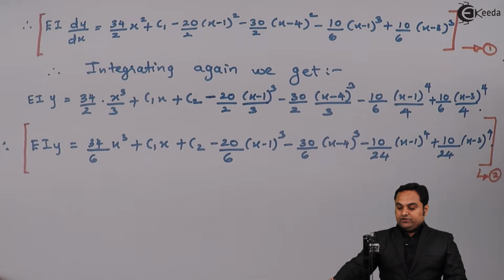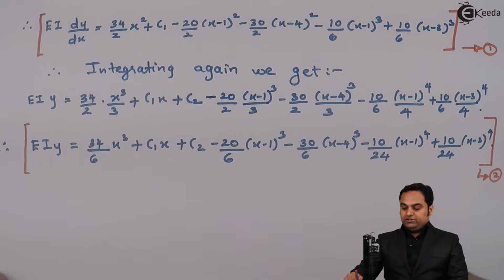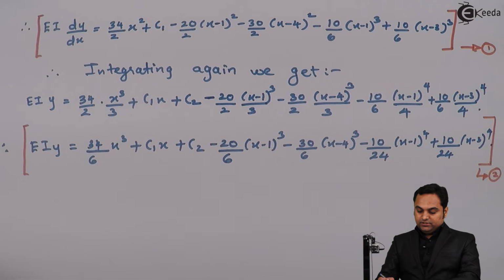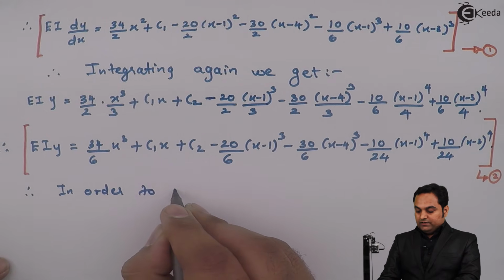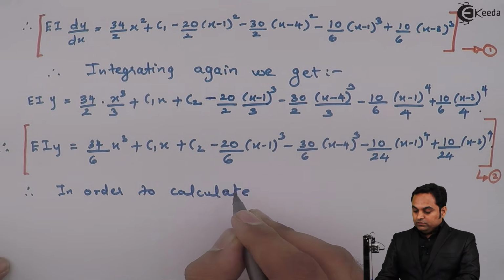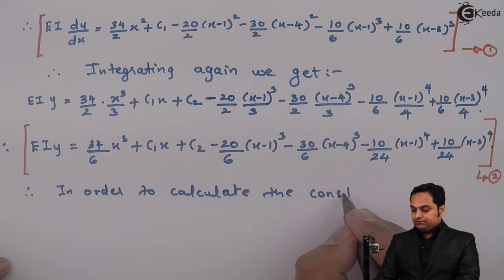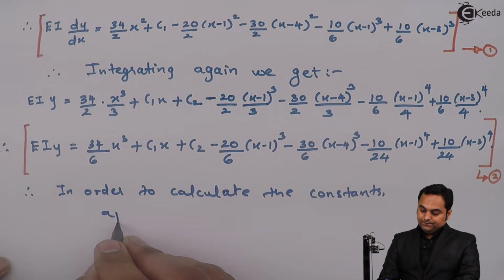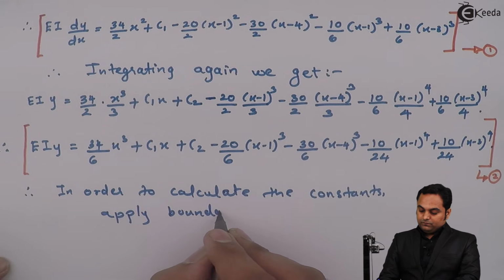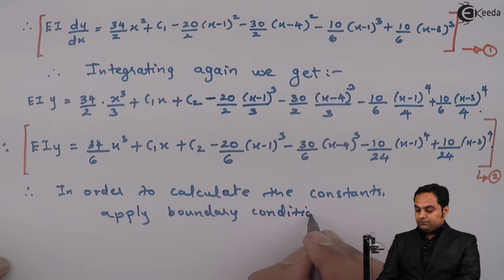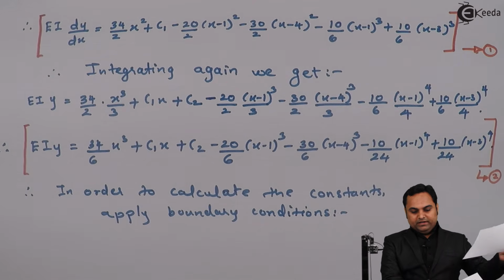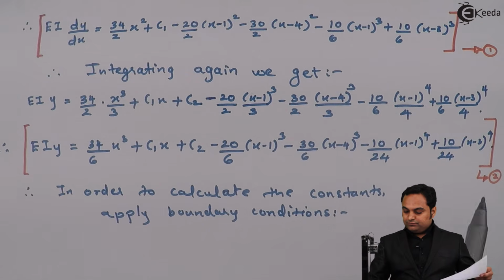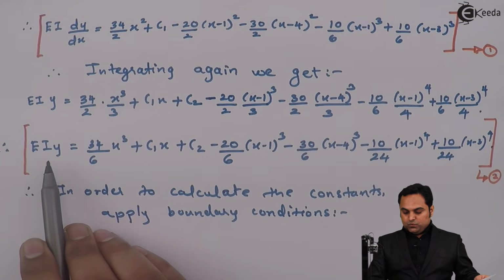Now after getting equation 1 and equation 2, we need to find the constants. So I'll say that therefore in order to calculate the constants applying boundary conditions, so now applying the boundary conditions, here when I am applying the boundary conditions, we need to put the values in the equation of y, which is the deflection equation.